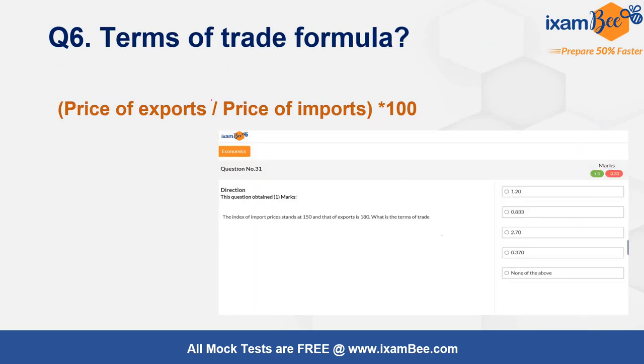Next question was on terms of trade formula. You had to find out the terms of trade. Price of exports upon price of imports times 100 gives you the terms of trade. So this should be the right option. And a similar question was also there in our mock test, where you have to find out the terms of trade from the price of exports and imports in the question.